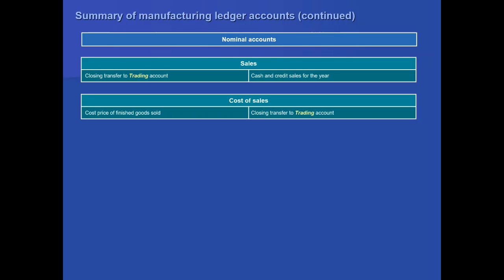And then, similarly as for sales, we will get rid of this account at the end of the financial year. Remember, we need to get rid of all nominal accounts at the end of the period. So we will credit cost of sales to obtain that effect and debit trading account. So trading account is our contra entry.